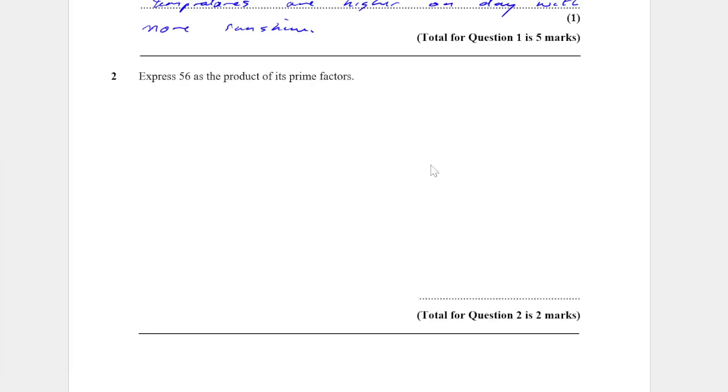Question 2. Express 56 as a product of its prime factors. On a non-calculator paper, we would be using a factor tree. I always take off my lowest factor first. So that would be 2 times 28, which is 2 times 14, which is 2 times 7. So we could do 2 times 2 times 2 times 7, or 2 to the power 3 times 7, writing it in index form.